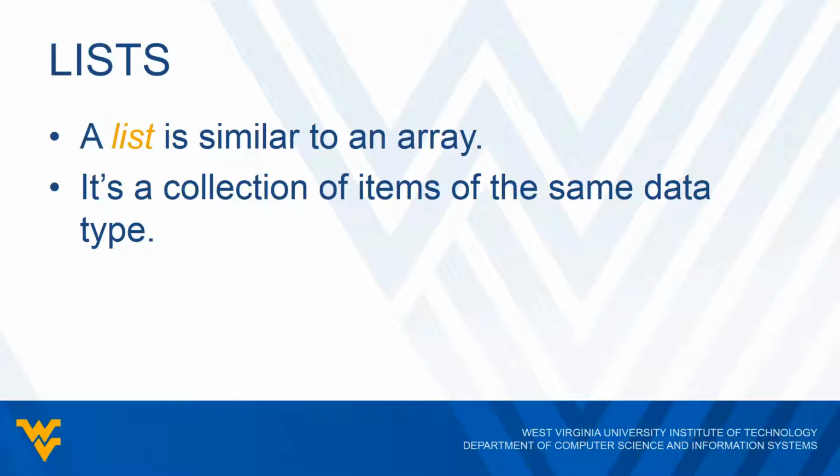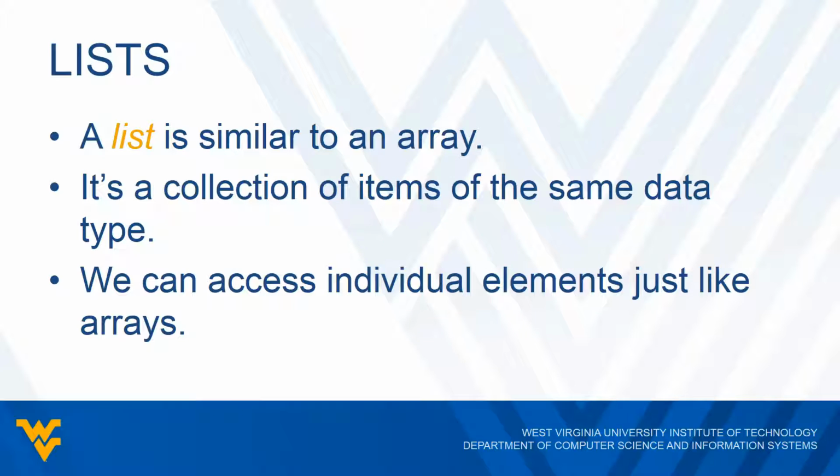So just as we can have an array of integers, for example, we can have a list of integers in Visual Basic. We can also access any individual element just like with arrays. So if I want to access a specific element in my list of integers, I can do so.